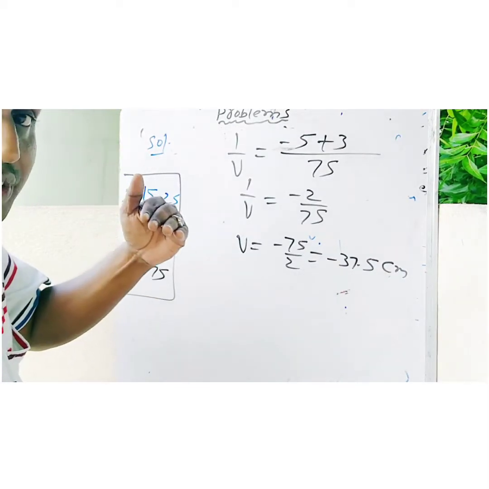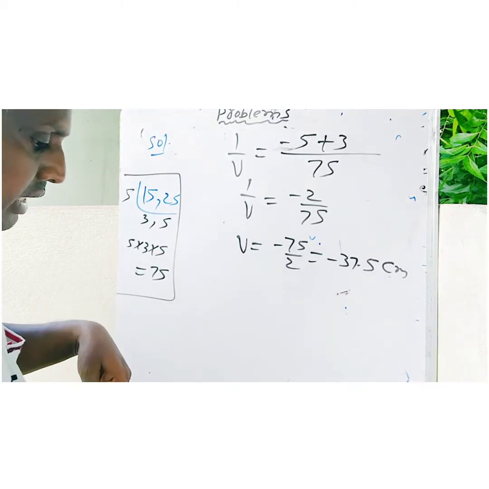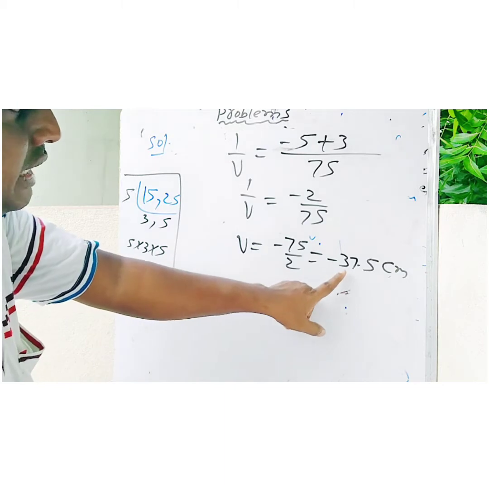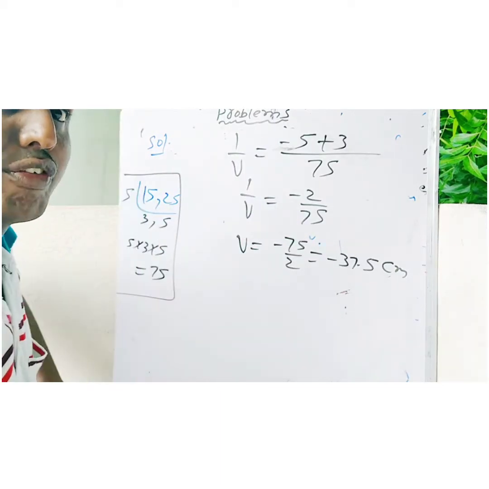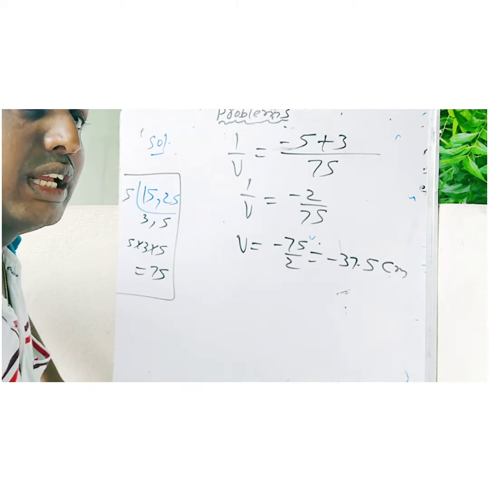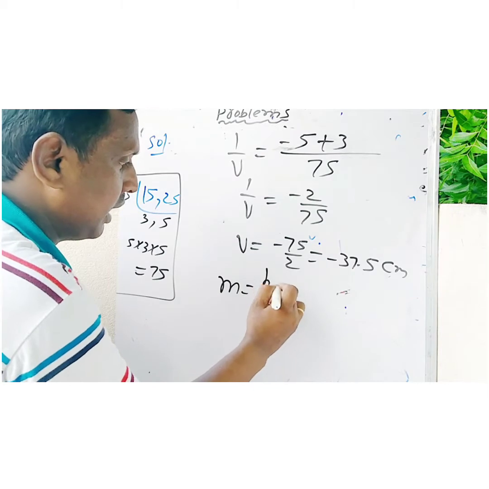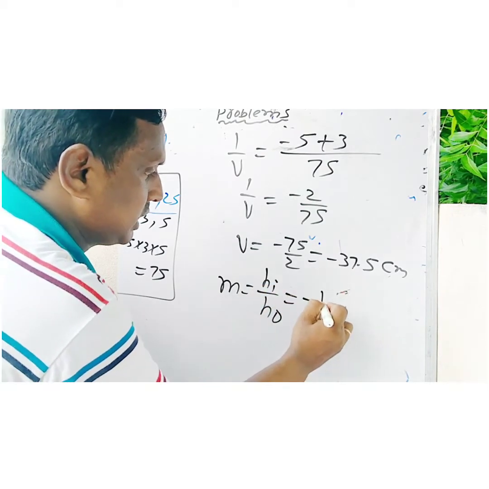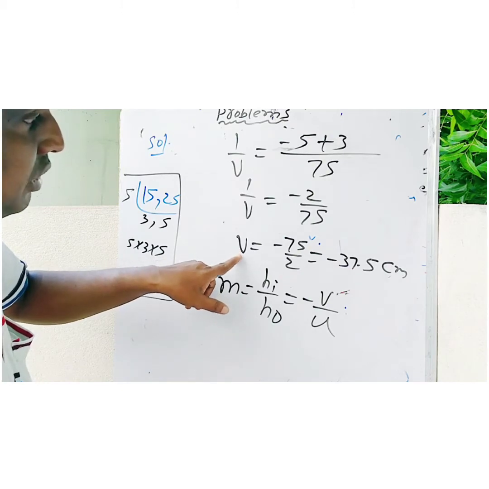Now we got image distance. So U is how much given? Minus 25 centimeters is given here. Now we want height, the size of the image. Now we use the magnification formula. You know M equal to HI by HO equal to minus V by U. Well known to you. Clear? V value how much we got here? V equal to this one.